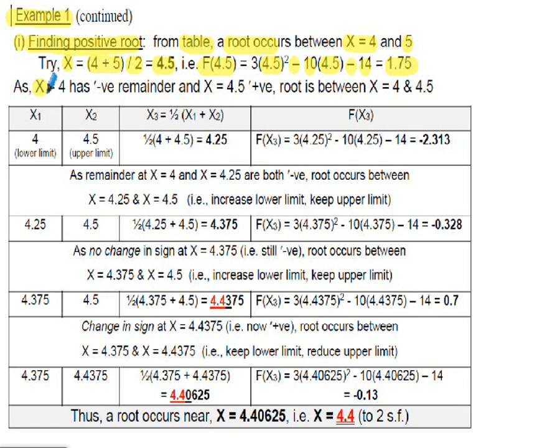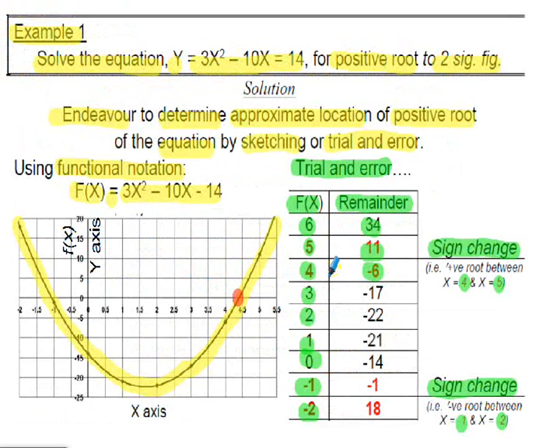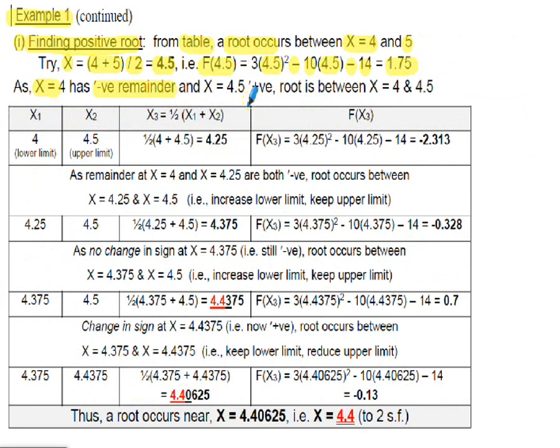Now noting that x is equal to 4 has a negative remainder, we find that on the previous slide for the value of 4 here, we have a negative 6, or negative remainder. And now we found that x is equal to 4.5 has a positive remainder, then there must be a root between x is equal to 4 and x is equal to 4.5. So straight away we start to focus in on our root.